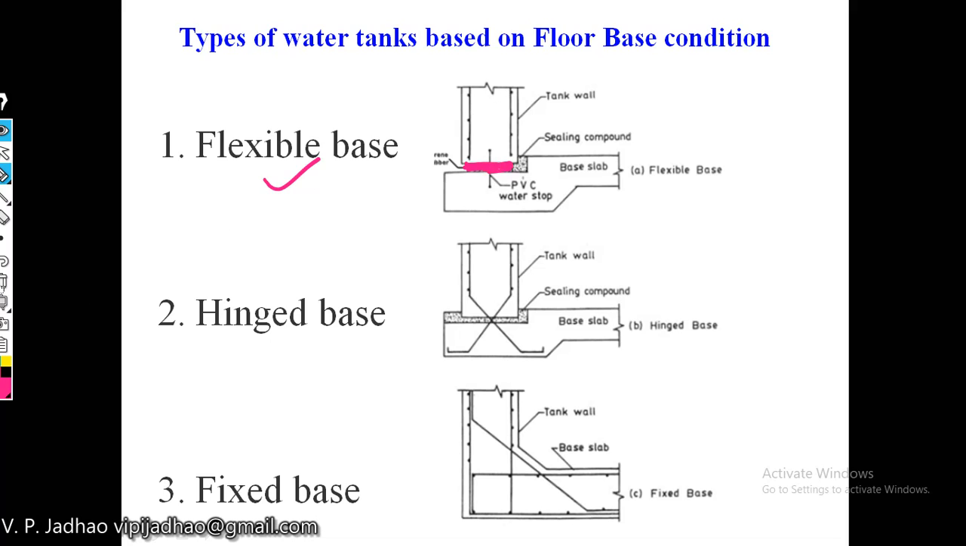Then the second type of water tank based on the floor base condition is the hinged type of water tank. So we will be again providing some hinged arrangement like this. Steel reinforcement will be provided and some hinged mechanism will be developed. And the third type is fixed base.